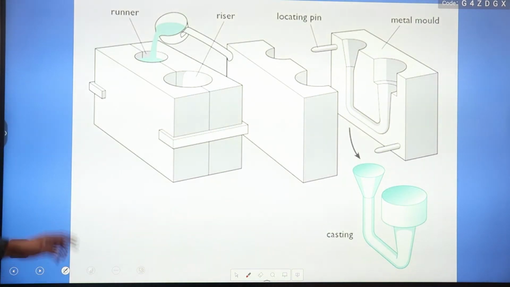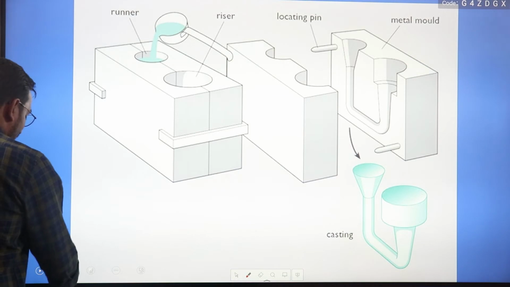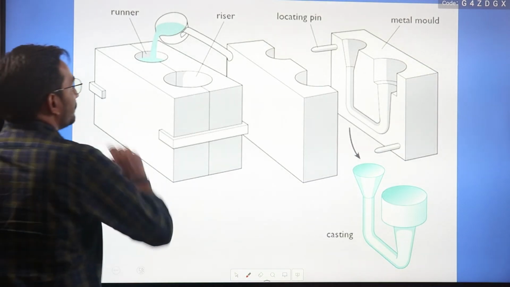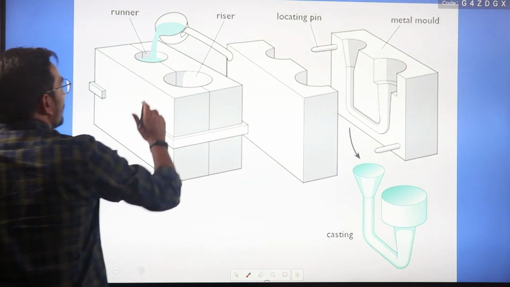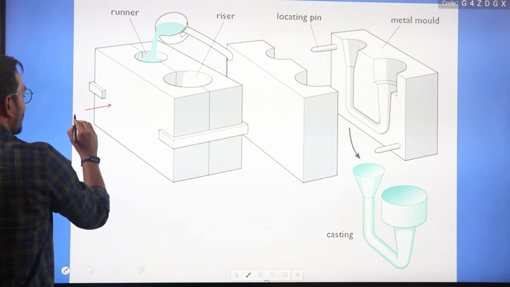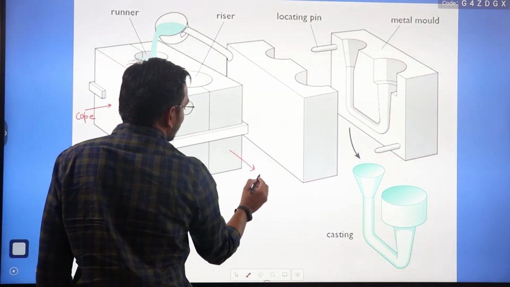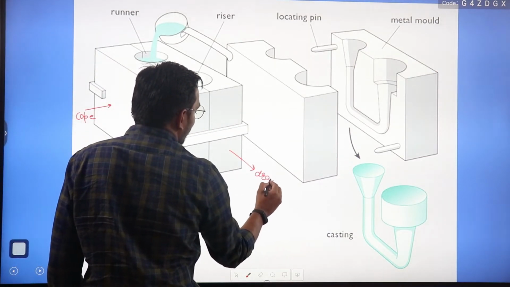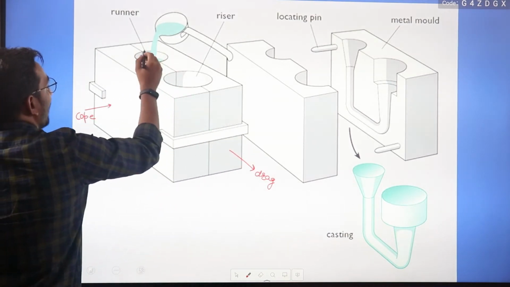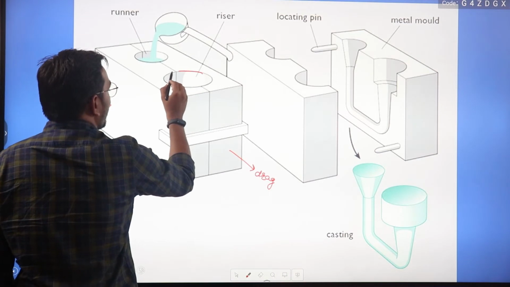This is a basic design of a sand casting. I will explain here some of the common things. See, these are the two boxes. Suppose this is the top box, let us say this is the cope, and this is your drag. In between we have some mold cavity.